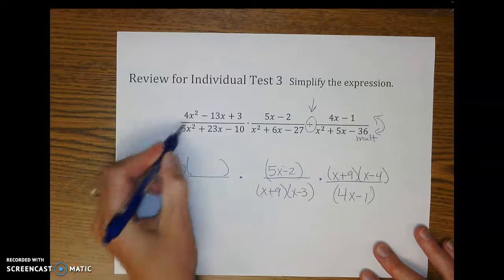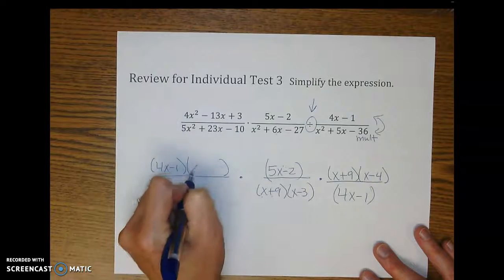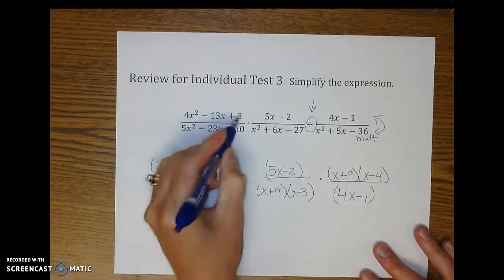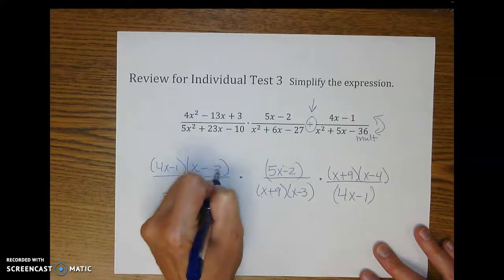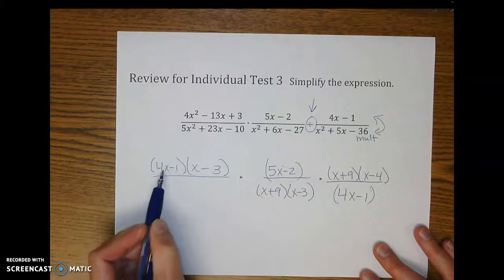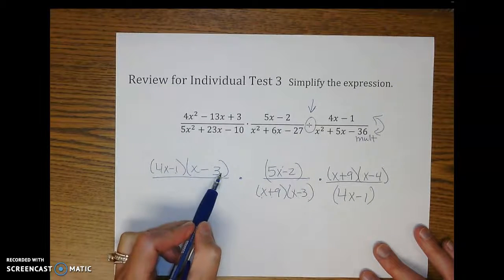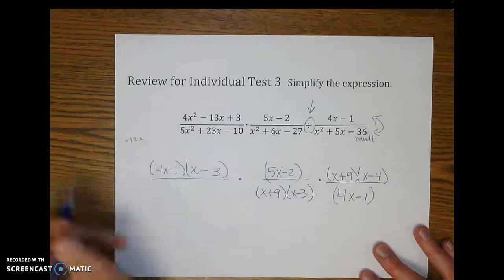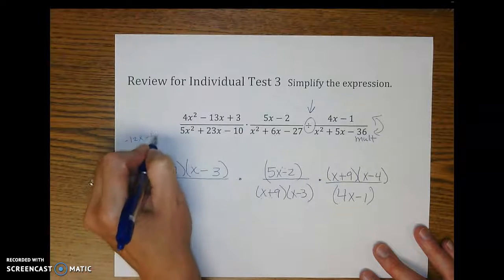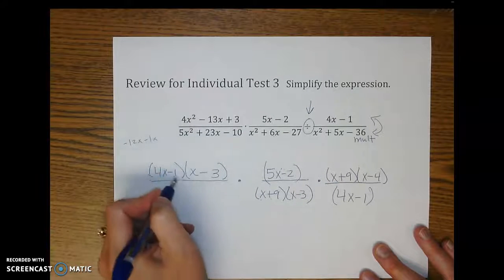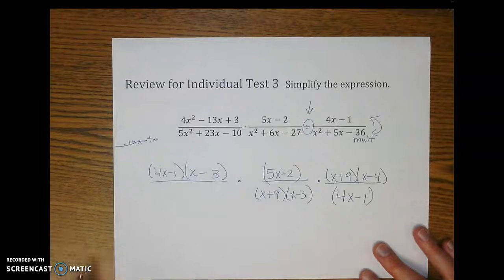All right, so 4x times what gives me 4x squared? That'll be x. Negative 1 times what will give me 3? Negative 3. So we're going to check it real quick. Here's 4x squared. 4x times negative 3 is negative 12x. Negative 1 times x is negative 1x. Sure enough, there's my negative 13. And then this plus 3, so it works.